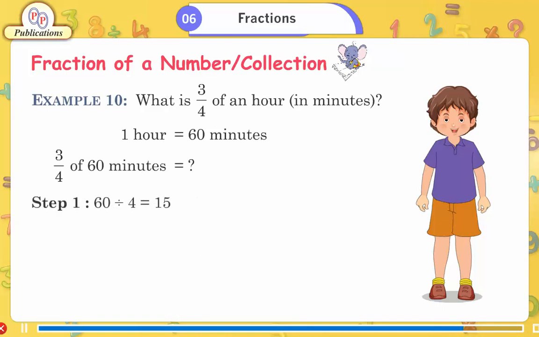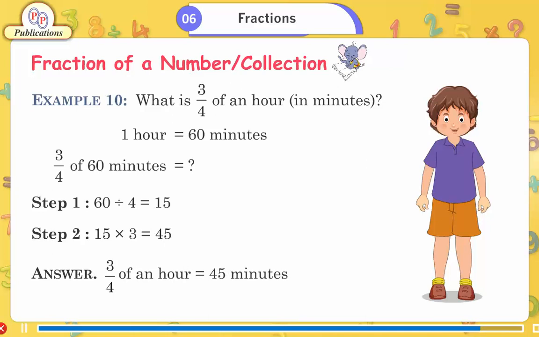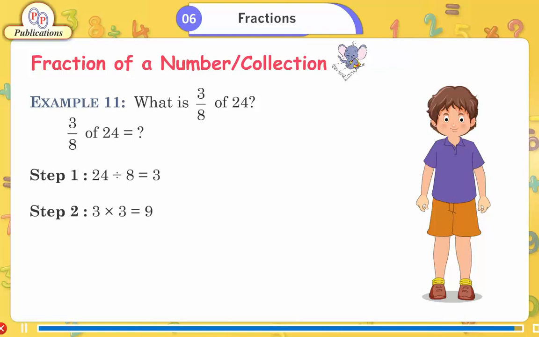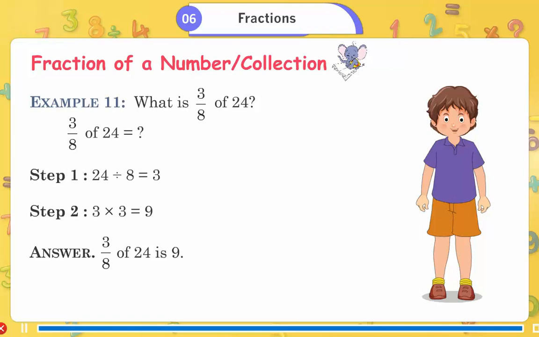Step 1. 60 divided by 4 is equal to 15. Step 2. 15 into 3 is equal to 45. Answer. 3/4 of an hour is equal to 45 minutes. Example 11. What is 3/8 of 24? 3/8 of 24 is equal to what? Step 1. 24 divided by 8 is equal to 3. Step 2. 3 into 3 is equal to 9. Answer. 3/8 of 24 is 9.